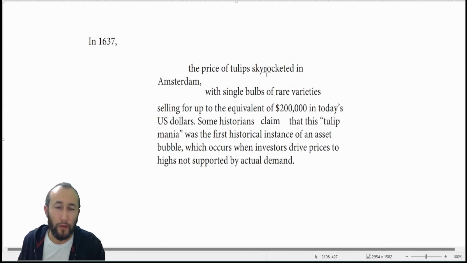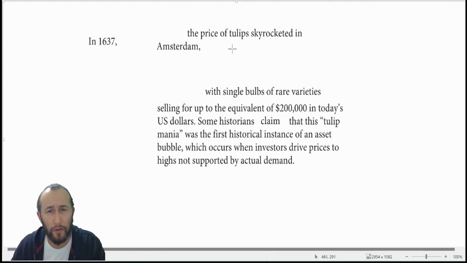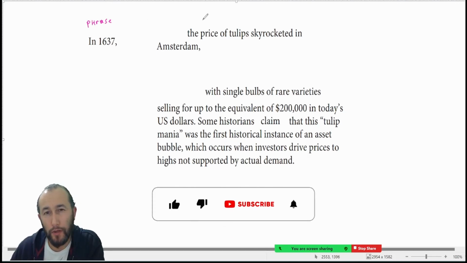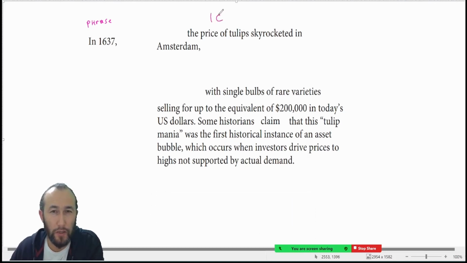Okay, I've done that. Then I've got here, the price of tulips skyrocketed in Amsterdam. Right, so I'm just going to divide, guys. Okay, so I'm just going to put it here. That's it. Now I've got two pieces separate. The first one is a phrase, right? The second one is the price of tulips skyrocketed in Amsterdam. That is an independent clause. Okay, so this one is a phrase. I'm going to write here phrase. And this one is the price of tulips skyrocketed in Amsterdam. I'm going to write here IC. IC means independent clause, guys.